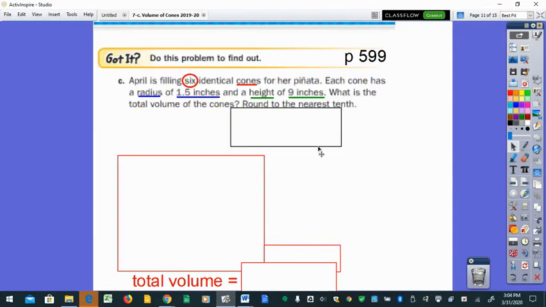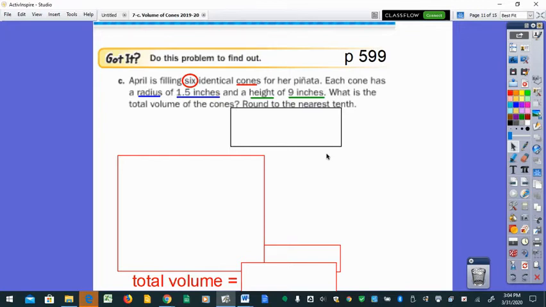So let's start off with this first problem where April is filling 6 identical cones. You're going to notice I circled the 6 and underlined the cones. I don't want to forget that we're actually going to have 6 at the end, not just one cone. And I'm also underlining cones because as we go forward, we've always got to keep our eye on what shape we are working with because we now have cylinders and cones.